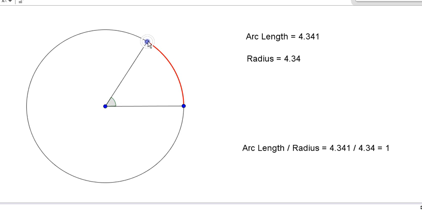If I double the radius, so 4.34 doubled is about 8.68, all right, pretty good. So what I have here is I've got an arc length of 8.68, which is double the radius. So I can draw the radius length exactly twice on this arc length. This angle here, excuse me, would be considered to be 2 radians because there are 2 radius lengths on that arc.